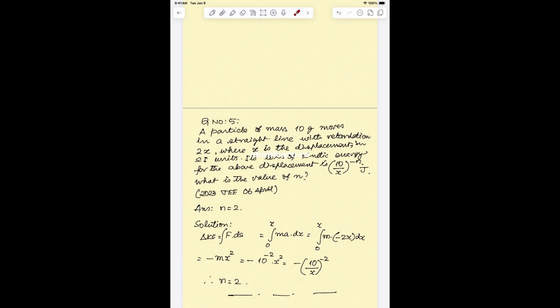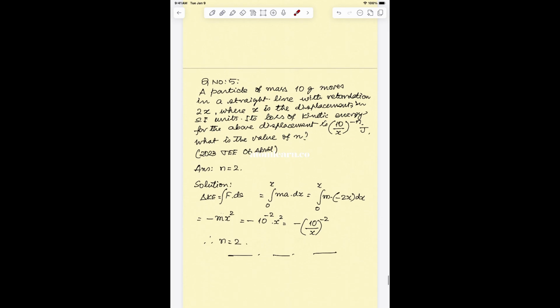A particle of mass m is moving along a straight line with retardation 2x, where x is the displacement. Its loss of kinetic energy for the above displacement is how much? Loss of KE. Now just look at this. Loss of KE, that is delta KE, is given by work done.